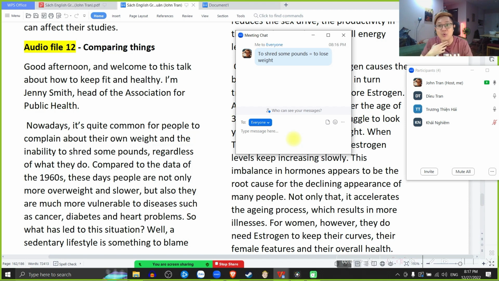Vulnerable has two schwa sounds. Vulnerable to diseases such as cancer, diabetes, and heart problems.